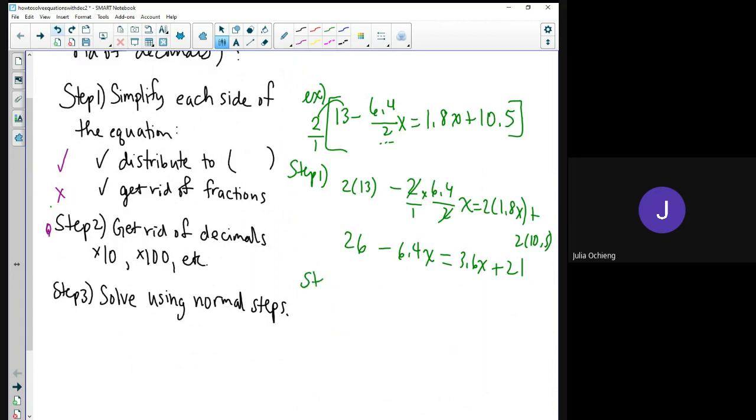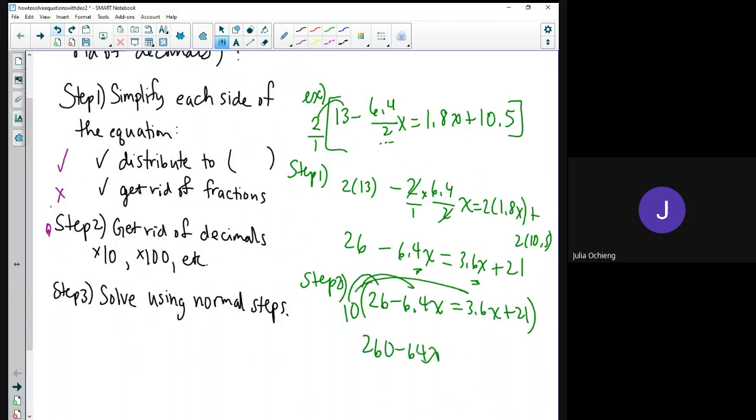Step 2, get rid of the decimal by multiplying by 10 or 100 or 1,000. This has only one decimal, this has only one decimal, so think about what you're going to multiply by. Hopefully you figured out you're going to multiply by 10 to get rid of one decimal. So that's going to be 260 minus 64, and on the other side, 36x plus 210. No more decimals, you should be more comfortable solving that, and you can do step 3. Okay, so I leave step 3 up to you.